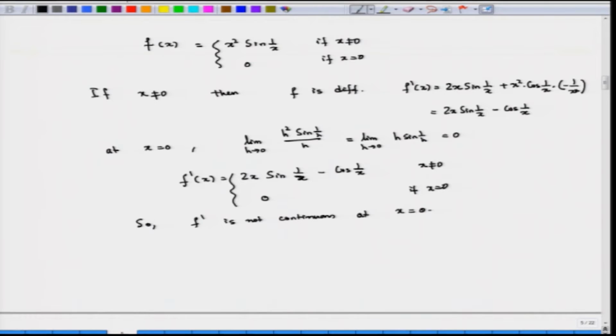One of the very interesting things about this sort of function, which I am not going to prove, is that if f prime is a continuous function, then it satisfies the intermediate value property, but continuity is not a necessary condition for satisfying the intermediate value property.